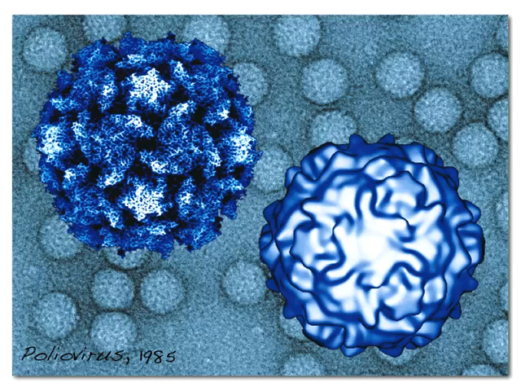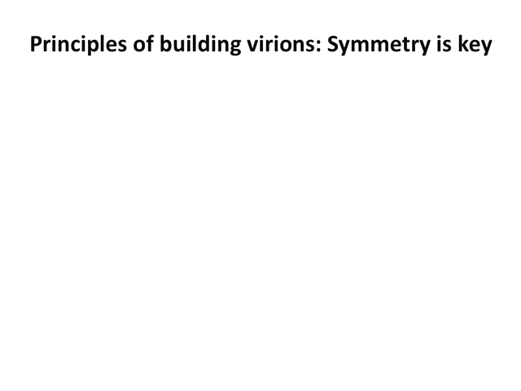These are two different images showing you the resolution of X-ray crystallography on the upper left. You can see all the individual amino acid chains, and cryo-electron microscopy. This is about 8 angstroms. So you can't see individual chains, but you can see the overall morphology of the particle. Now, how do you build viruses? Symmetry is the key.